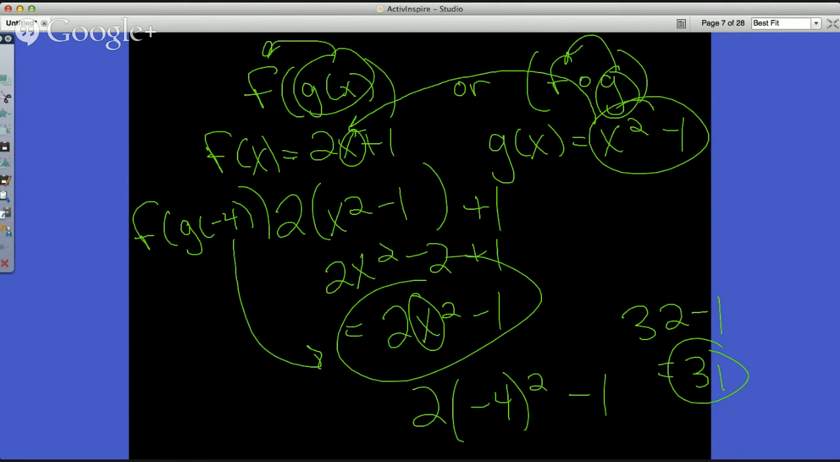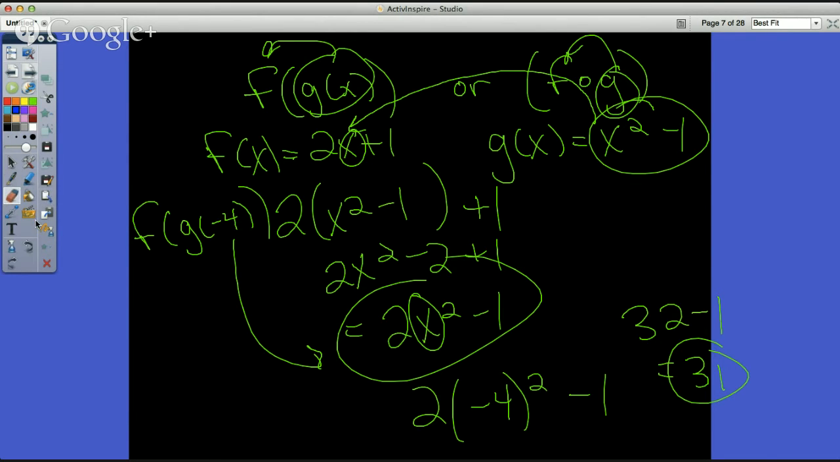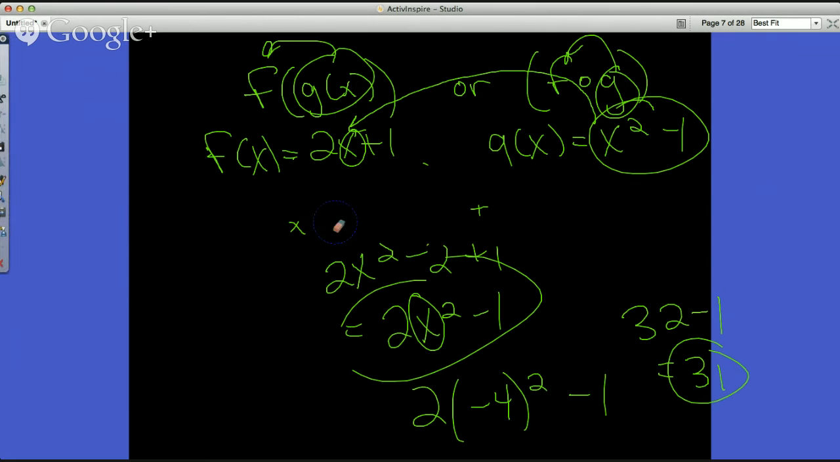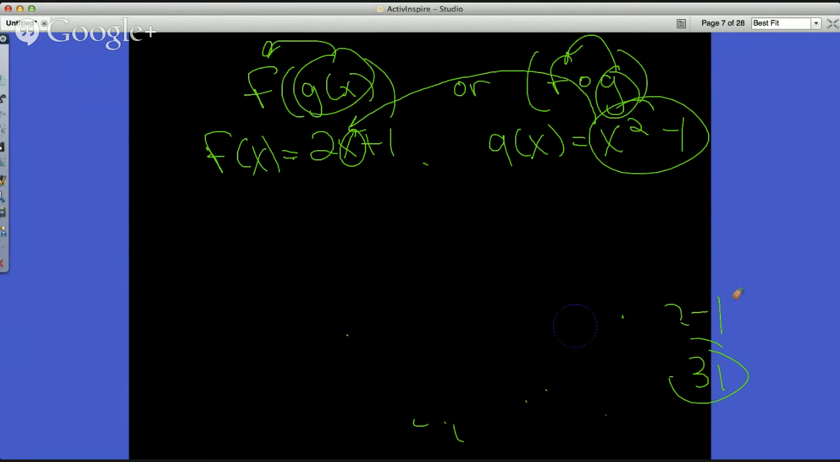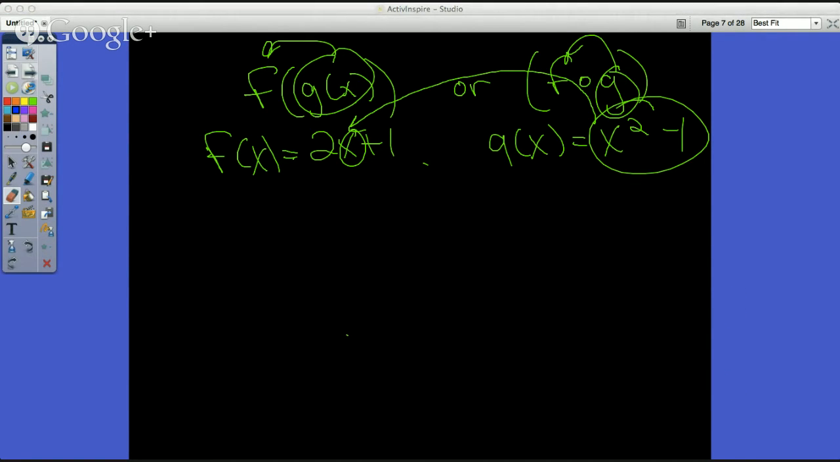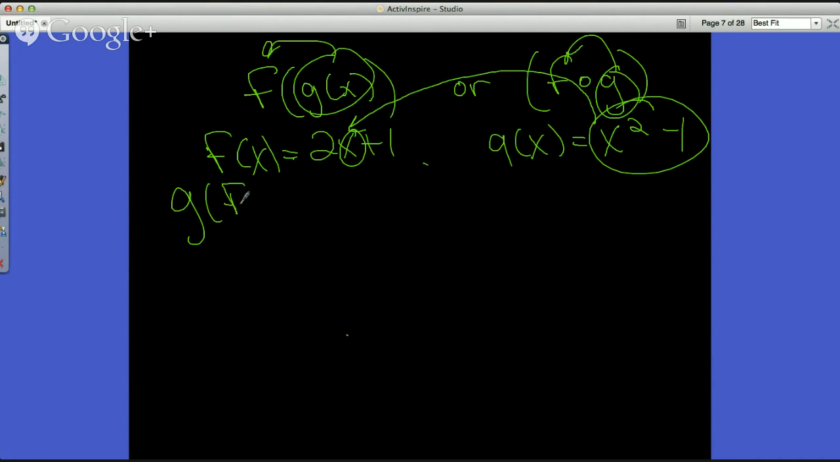Okay? Now let me backtrack. Y'all want to try one more here? See if we can figure this out? Okay, let's do this. Everything's the same. The only difference now, let's change this around a little bit. Let's say I did the problem and I said, all right, try this: g of f of negative 2. So what do I do first?